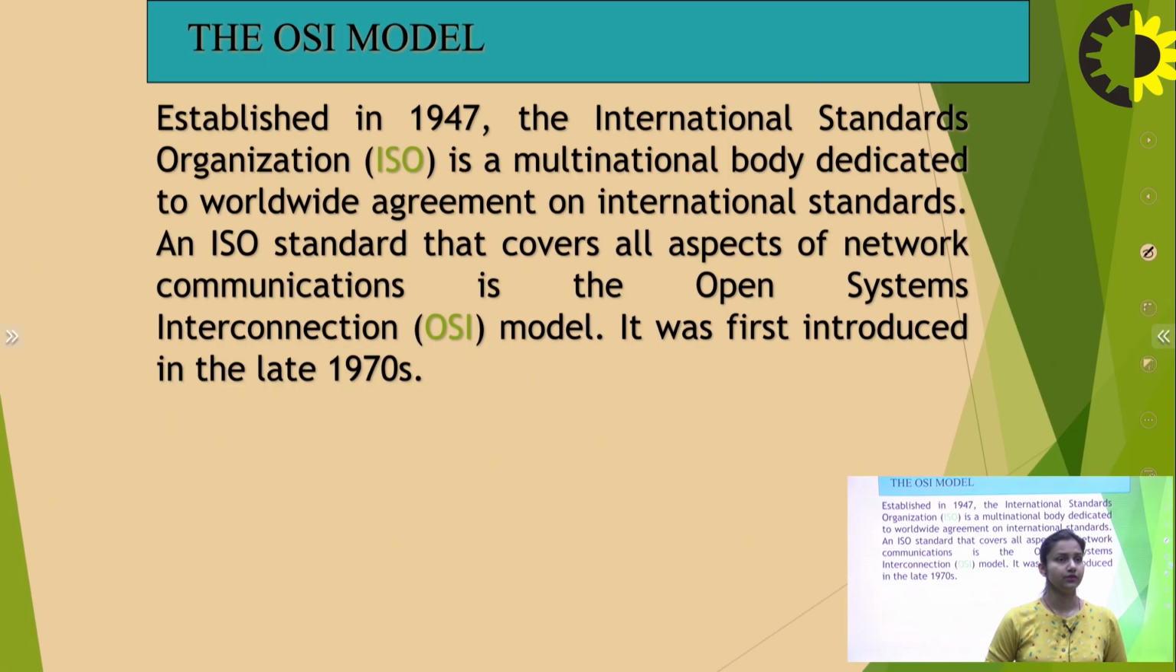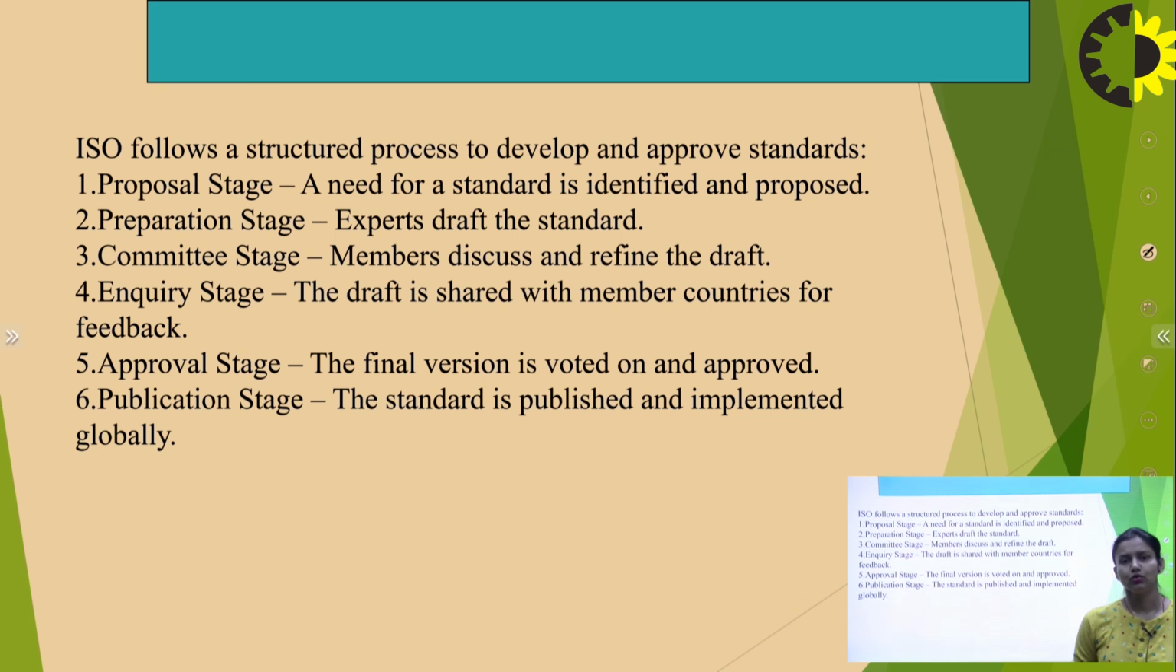So the OSI model was established by the International Organization for Standardization. The ISO standards cover all the aspects of network communication, and this is known as the Open System Interconnection model, the OSI model. It was first introduced in the late 1970s. So how did ISO propose or develop these standards? What are these standards?